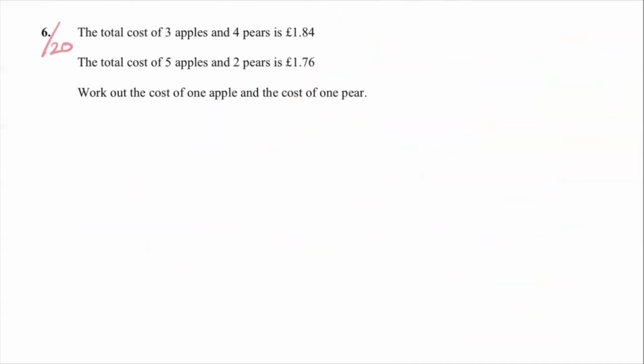Okay, so we're being told that the total cost of 3 apples and 4 pears is £1.84, and then we've got more information about a different combination. Now, this is a sneaky simultaneous equation. It's just been given to you in words instead of in the normal format that you are used to. So what we've got are 3 apples plus 4 pears equaling £1.84. And we've got 5 apples plus 2 pears equaling £1.76. And when you see it written like that, you can see the simultaneous equations.